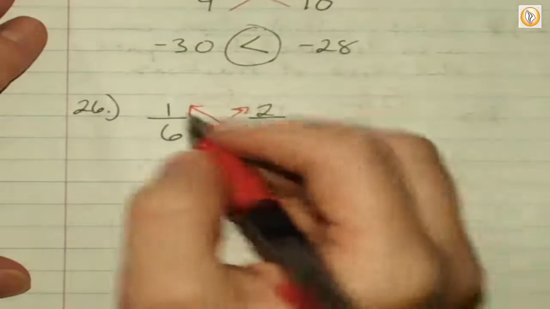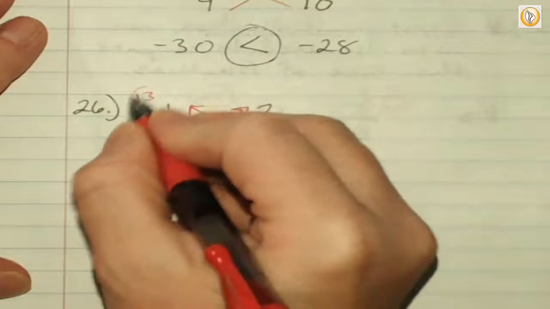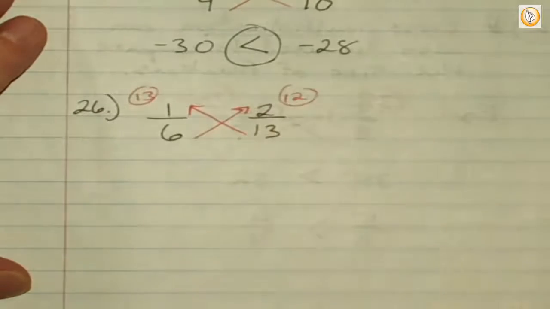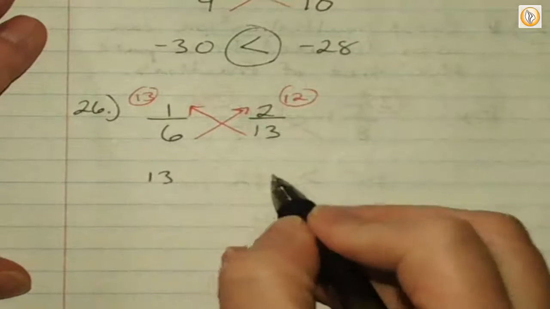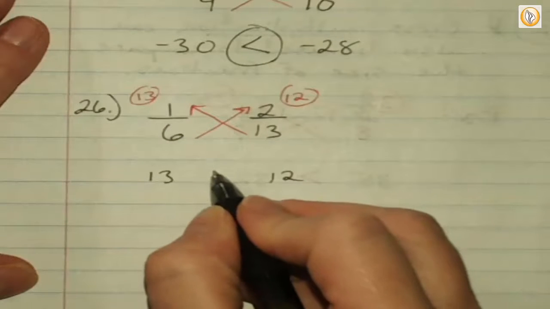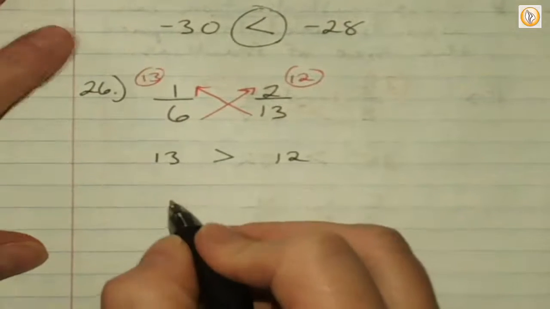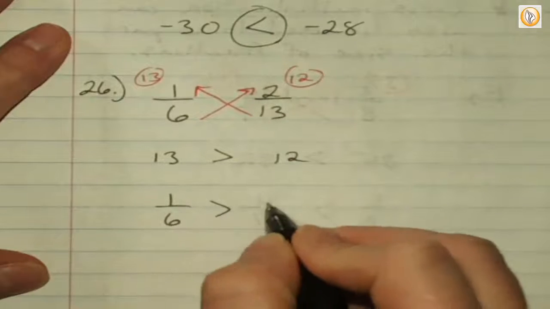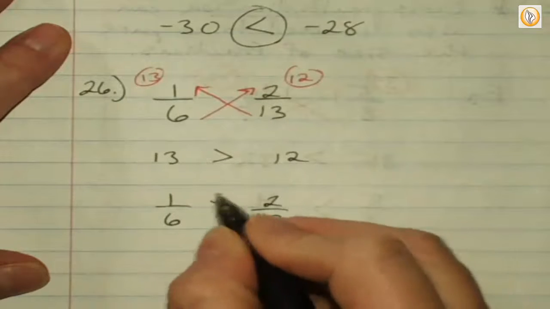So you have 13 and then you have 12. So then I have 13 and 12. And 13 is greater than 12, which means 1/6 is greater than 2/13. That's right. 1/6 is greater than 2/13.